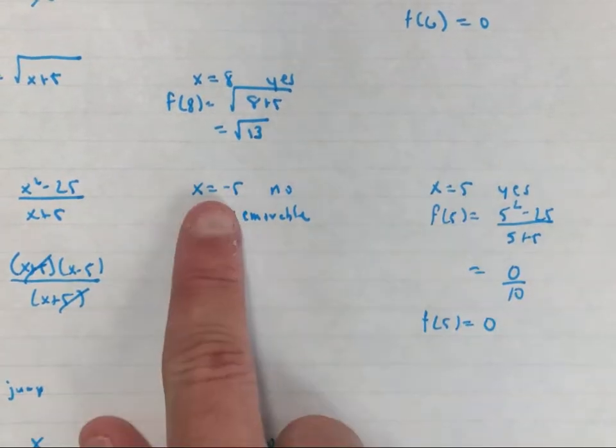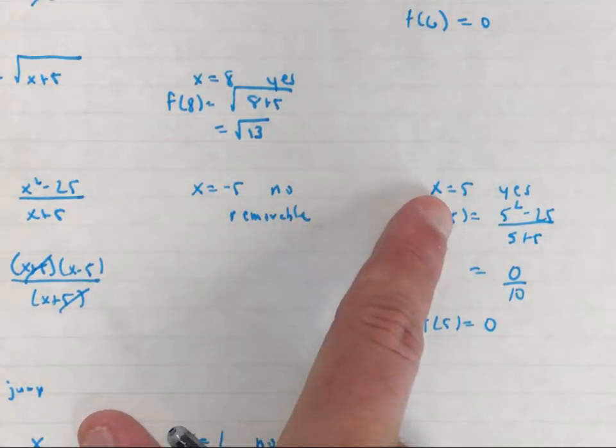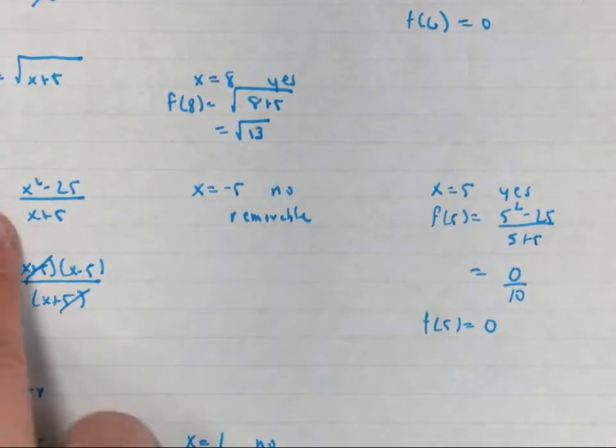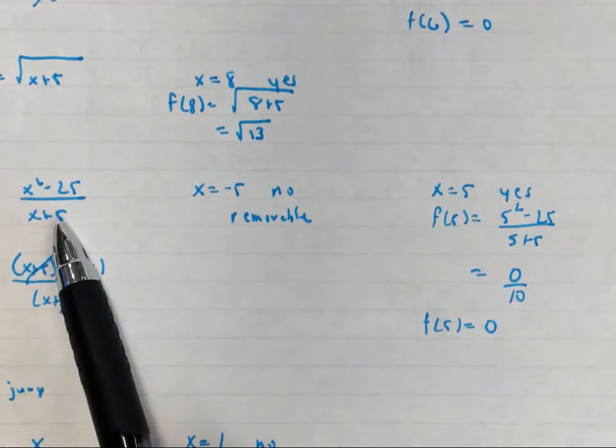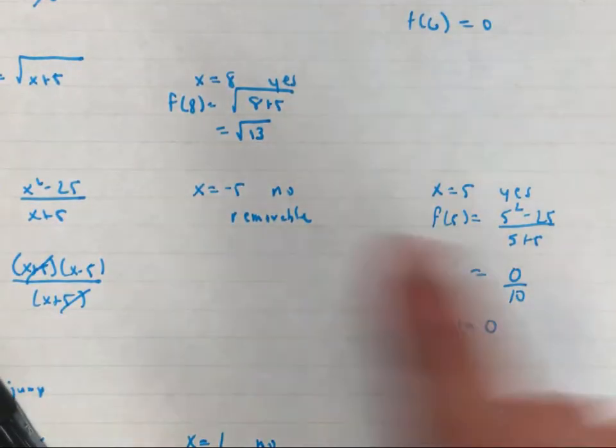Number 4, I want to determine if it's continuous at x equals -5 and x equals 5. Well, I do some factoring. I plug -5 into the original. That gives me 0. So I know it's not continuous. That's why I put no there. Okay?